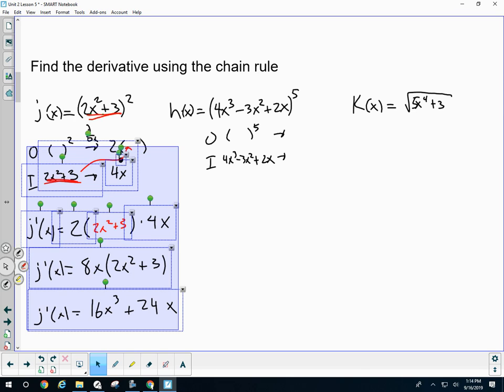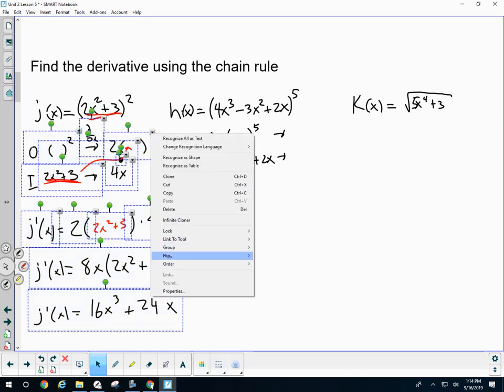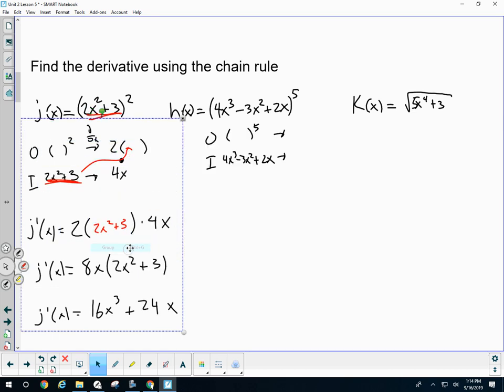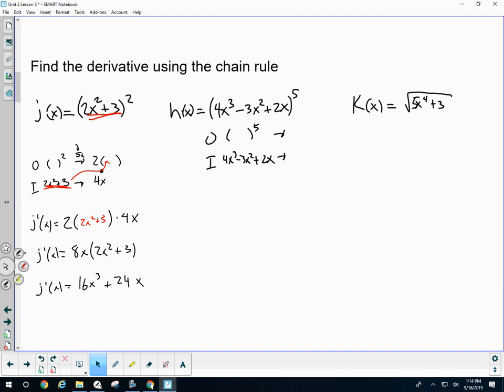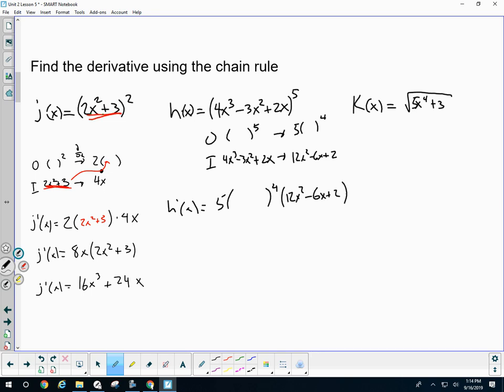Now, the derivative of parentheses to the 5th is not just 5 parentheses. Don't forget the power rule. It'd be 5 parentheses to the 4th, inside 12x squared minus 6x plus 2. Our derivative, our tangent slope generator, though it is long and though it is pretty crazy, this is correct.